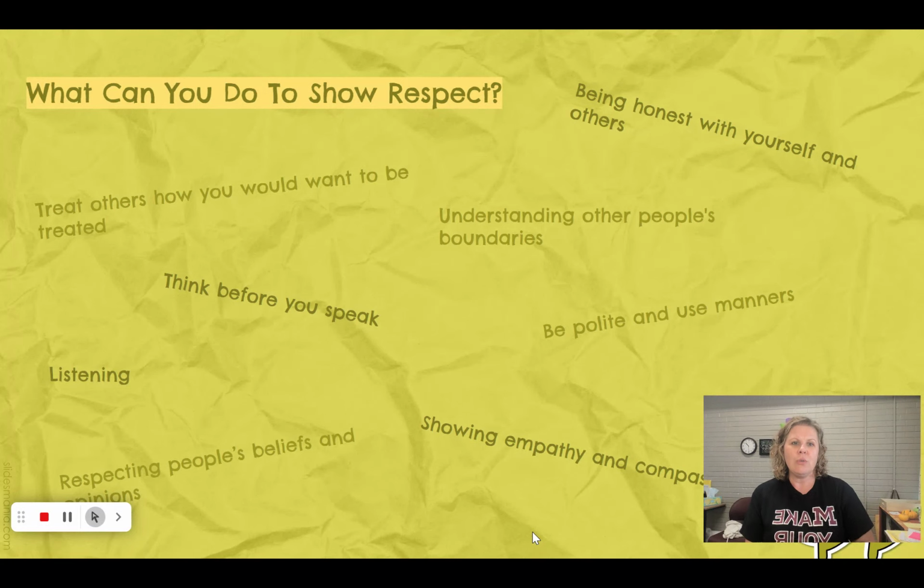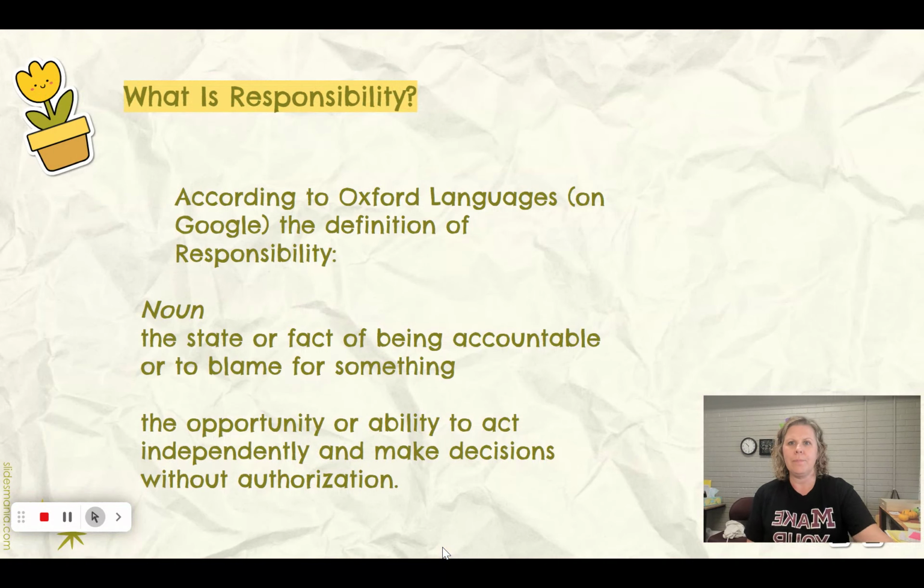So what can you do to show respect? Here are some ideas: being honest with yourself and others, understanding other people's boundaries, thinking before you speak, being polite and using manners. One of my favorites, showing empathy. That's a great way to show respect.